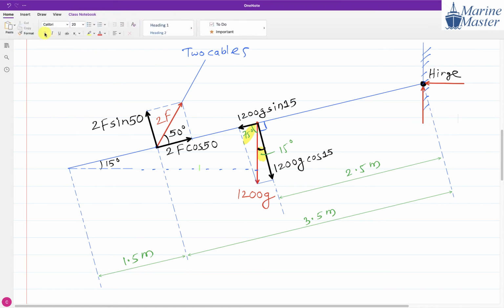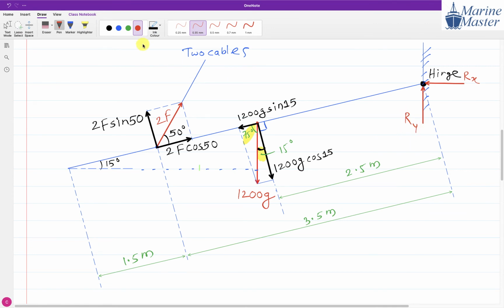So reaction force will have two components. One component is in the X direction, so this component will become Rx. This component will become Ry. And how to get R? To get R, we will form this rectangle, a complete rectangle.